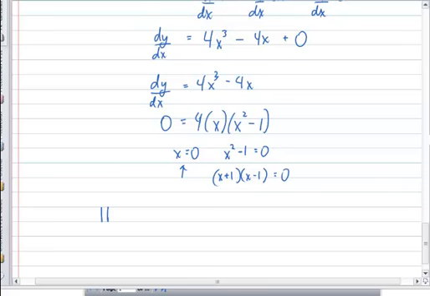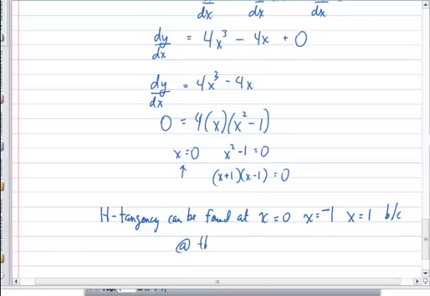So horizontal tangency can be found at x equals 0, x equals negative 1, x equals 1, because at these locations the derivative of the function y is equal to 0.